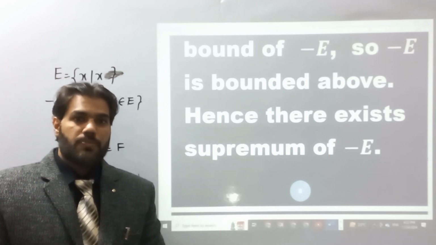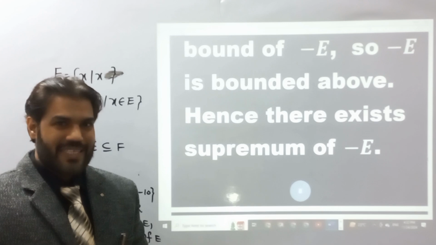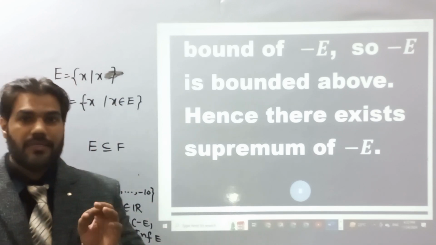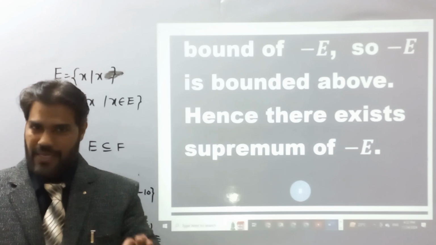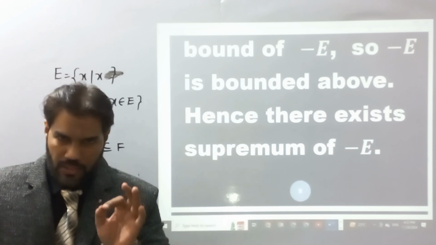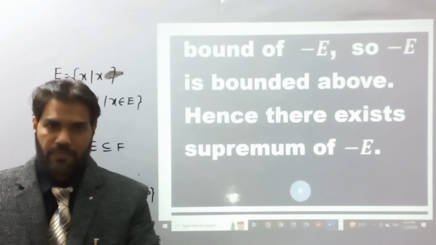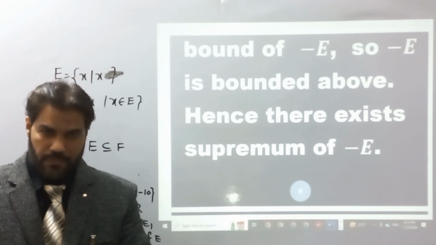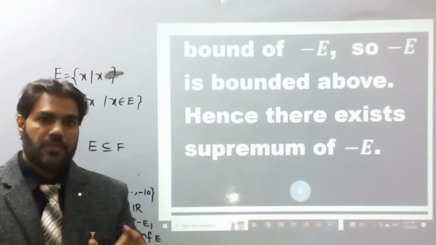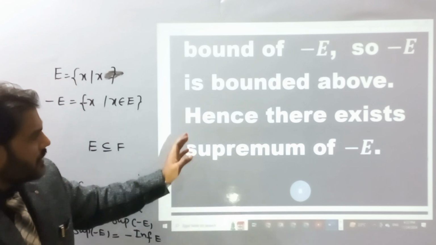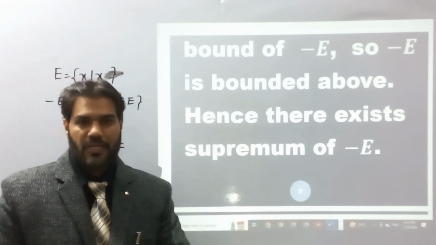Now the completeness property of F states that if E is a subset of F and it has an upper bound, then its supremum also exists in F. Because minus E is a nonempty bounded above subset of complete ordered field F, the completeness property guarantees that it must have a supremum in F. Hence there exists supremum of minus E.